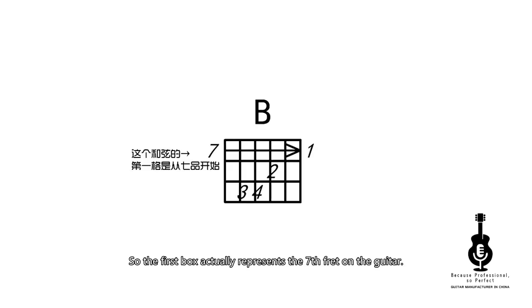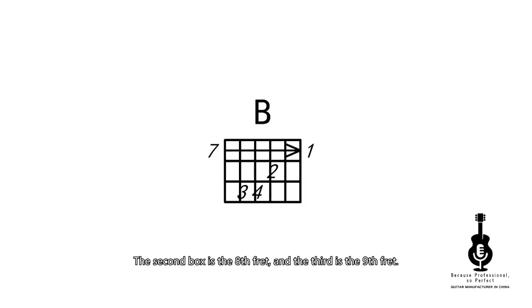So the first box actually represents the 7th fret on the guitar. It's marked to show that. The second box is the 8th fret, and the third is the 9th fret. This should be easy to understand. So adding this number 7 means you start at the 7th fret. Then, if it says 5, does that mean starting at the 5th fret?